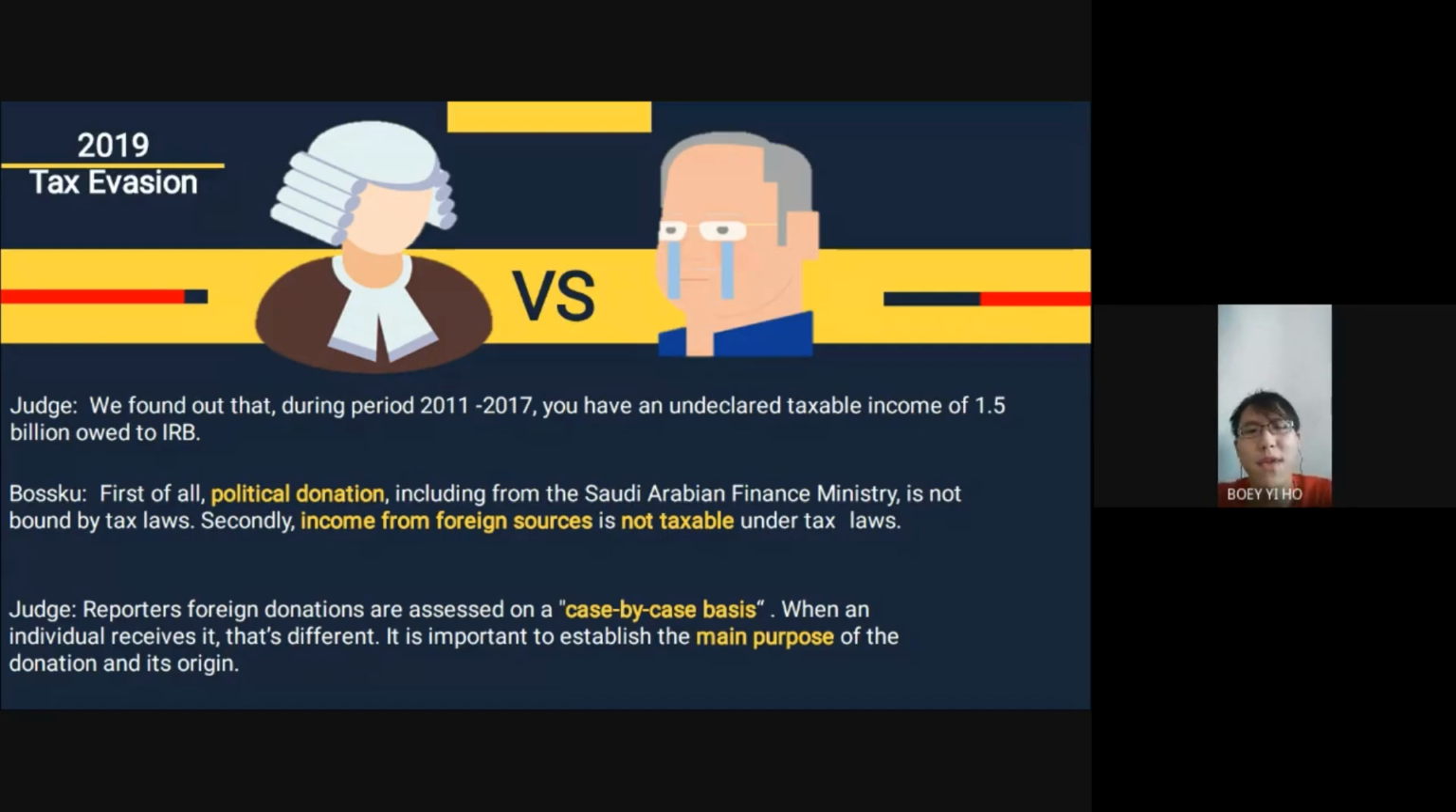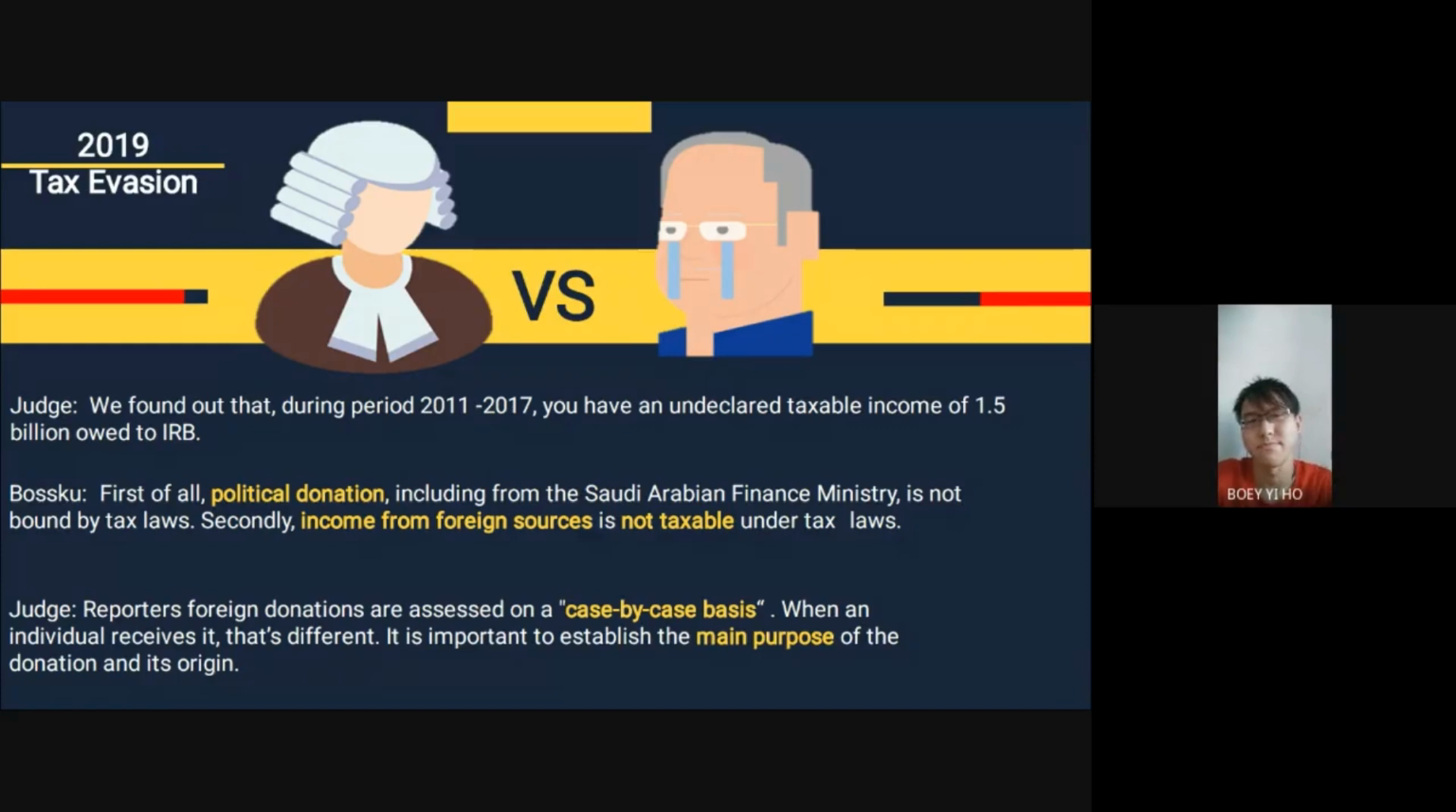Now, secondly, income from foreign sources. Yes, it is not taxable. But if IRB taxes him for foreign sources, then he will not be charged for criminal breach of trust and money laundering, which is, he is trying to comply with the law, the tax law and regulation, which was taught by Suffolk, his lawyer, his solicitor.